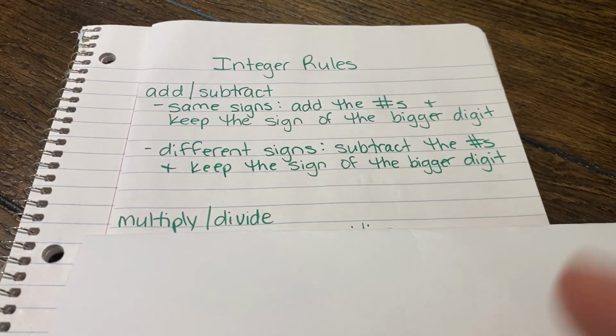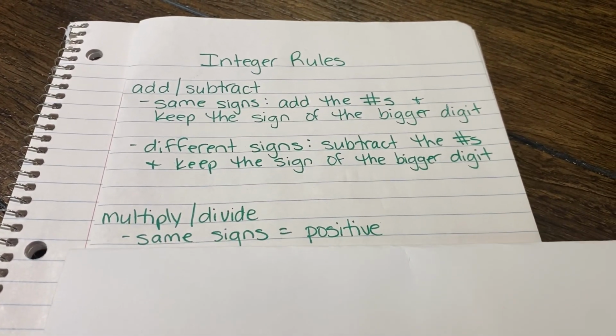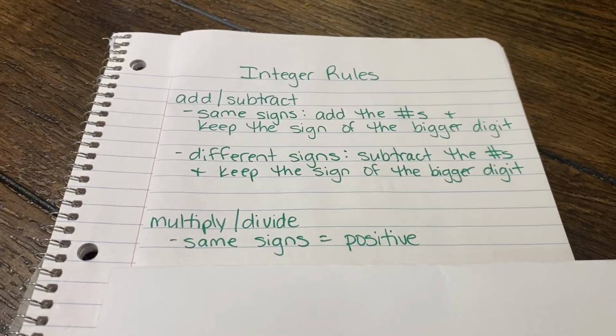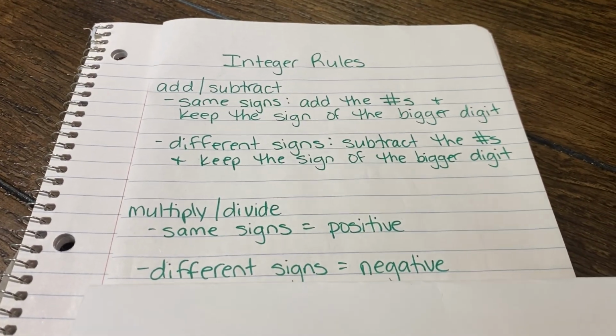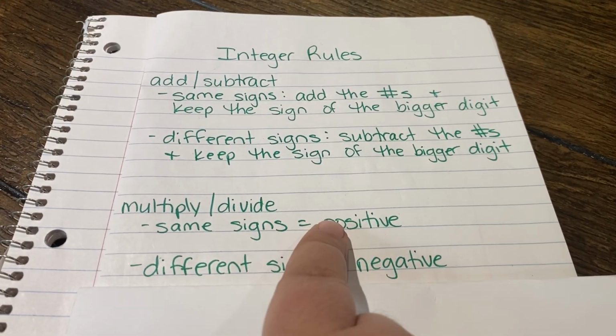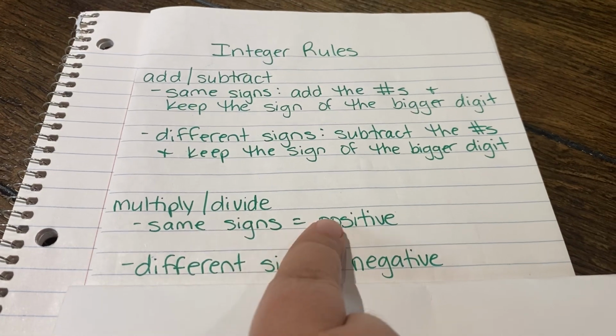Multiplying and dividing, again, you're looking for 2 rules. Same signs, the answer will always be positive. And if the signs are different, your answer will always be negative. So up here, if I have 2 negatives, my answer is going to be positive. If I have 2 positives, my answer will be positive.